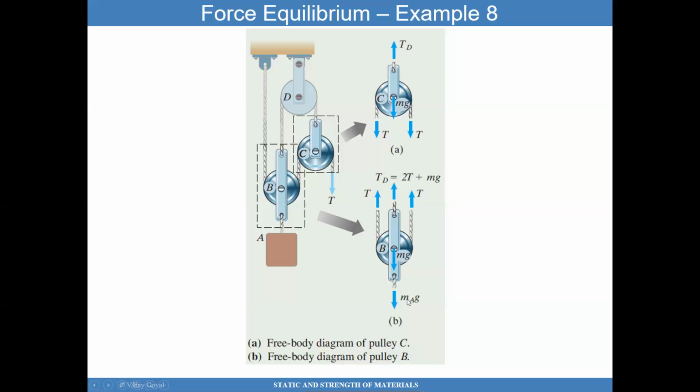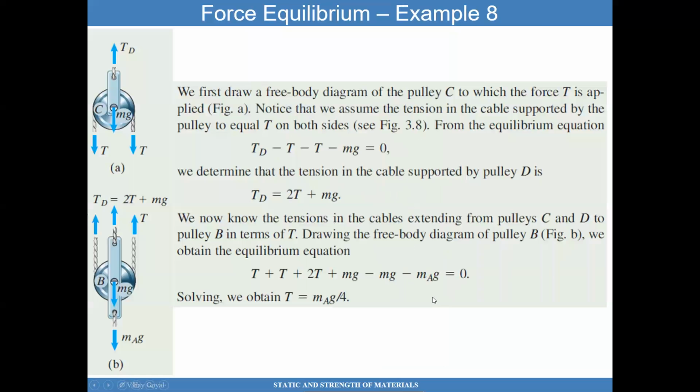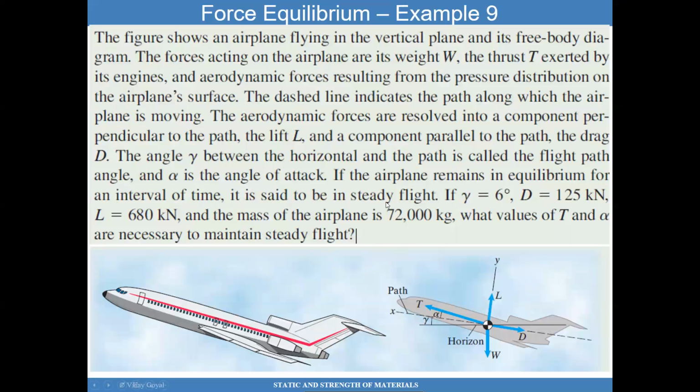Again, I know all these masses, so I'll have 4T plus mg minus mg minus m_A g, and that has to be equal to 0. So I should be able to solve for that tension now. So here it is. When you solve it, you get m_A g divided by 4 to maintain this body in equilibrium. The next example, the final example, is an airplane.